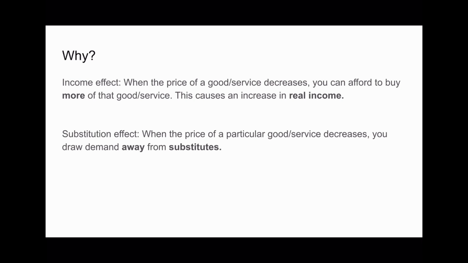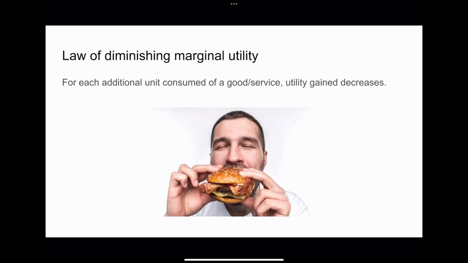Now, there's one more rule we have to think about, which is called the law of diminishing marginal utility, which essentially states that for each additional unit of a good or service that you consume, the utility you get decreases. Now, what does utility mean? First of all, utility essentially means the amount of satisfaction or usefulness of consuming one unit of a good or service, right?